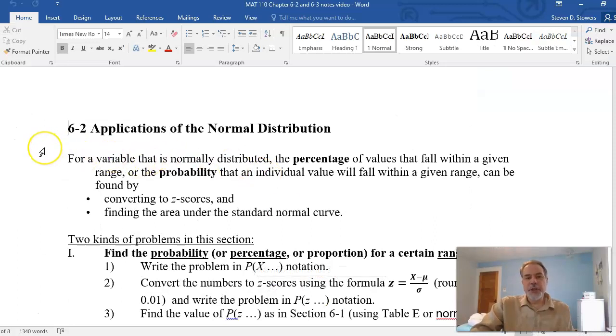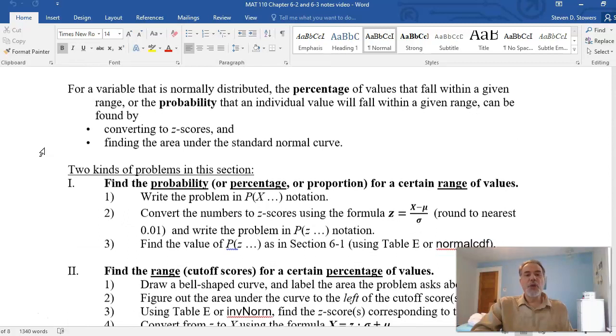The document you're seeing on screen right now is what I would print out and give you if we were meeting together in person. I have it posted on Canvas. You can go online and look at it, and if you have a printer, you can print out your own copy.